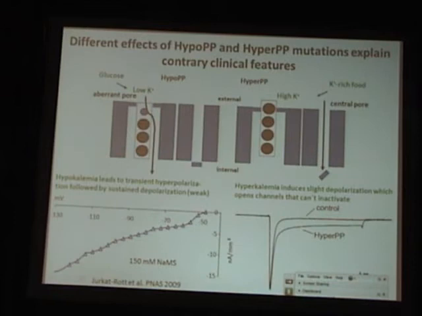The mechanism is slightly different in hyper-PP, where we usually have only the central pore, not the omega pore, but here we have a sodium channel mutation, and the amount of sodium channels that do not inactivate properly is increased. So if you have a relatively high potassium, which leads to muscle fiber depolarization, the sodium channels are activated, they lead to fiber depolarization, but they cannot inactivate anymore. And that's the reason why the weakness occurs in hyper-PP.